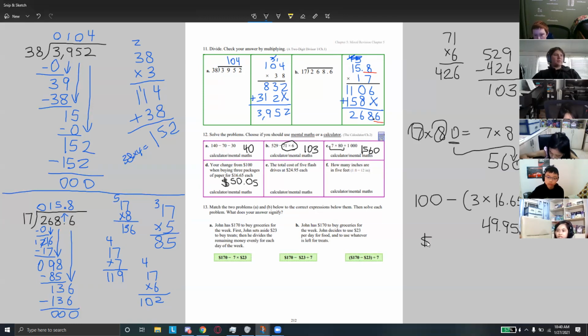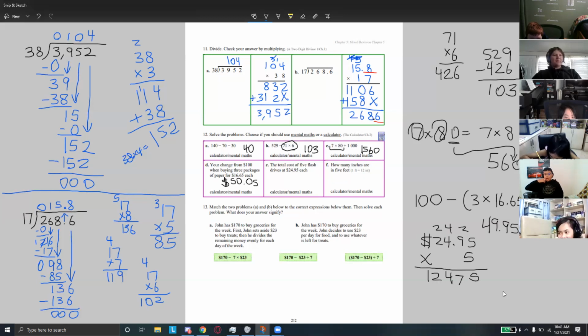Okay, all I need to do is multiply. So $24.95 times 5 flash drives. 5 times 5 is 25. 5 times 9 is going to be 45, plus 2 is 47. 5 times 4 is 20, plus 4 is 24. 5 times 2 is 10, plus 2 is 12.